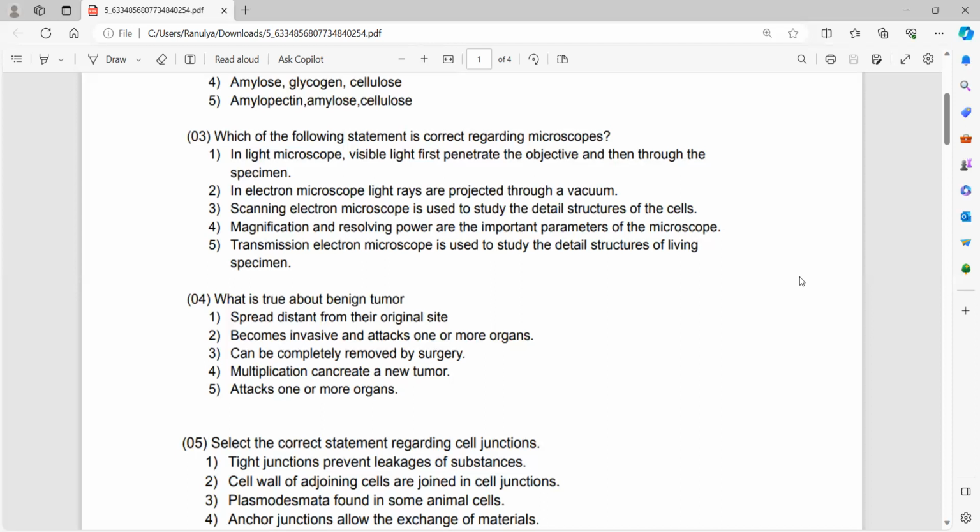That's why scientists developed the electron microscope, right? So the answer should be the fourth answer.